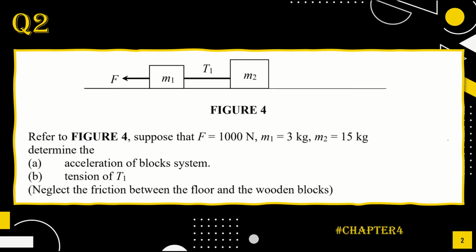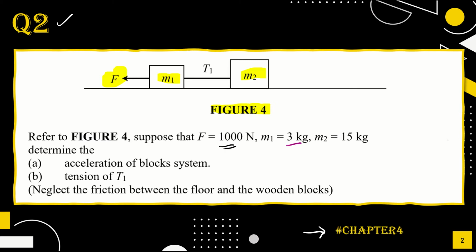The second question of this week is again from chapter 4. So the question is, we have a figure 4 here. We have two blocks, M1 and M2, being pulled to the left. We have the information that the external force is equal to 1000 Newton.